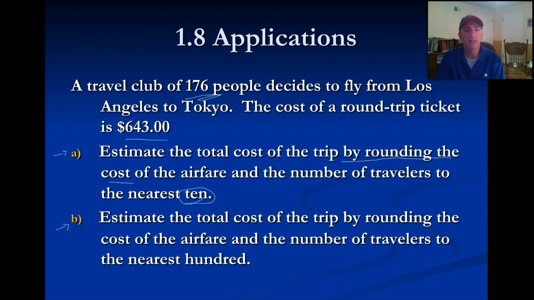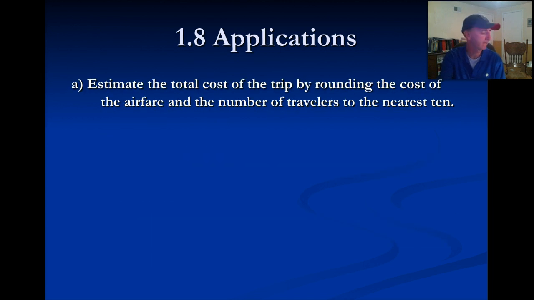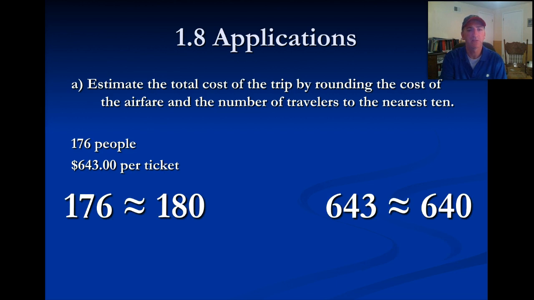We're going to see what the estimated cost is. And then part B, they want us to estimate the total cost, but this time they want to round the cost of the airfare and the number of travelers to the nearest 100, and then we'll consider the difference between the two. So let's do part A first, bottom of page 18. Estimate the total cost of the trip by rounding the cost of the airfare to the nearest 10 and the number of travelers to the nearest 10 as well. So 176, that's about 180, 643, that's about 640.